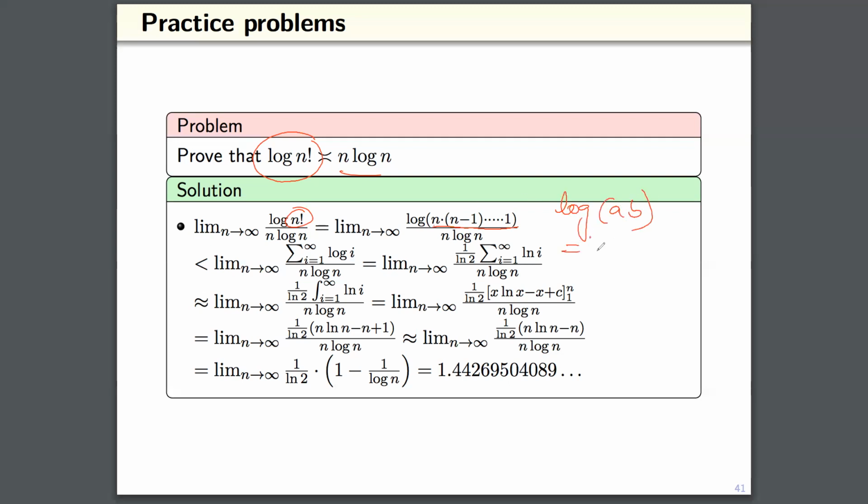log of AB is the same as log A plus log B, right? So suppose we write this as log n plus log (n minus 1) plus log (n minus 2), and so on up till 1. And that sum is less than sigma log i, and it goes to infinity. You're not just taking till n, suppose you take it to infinity.